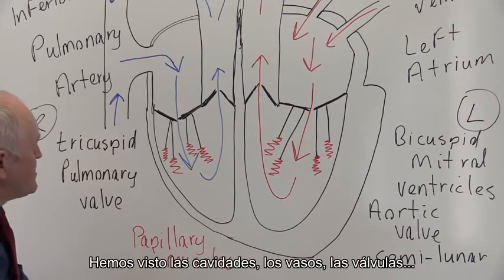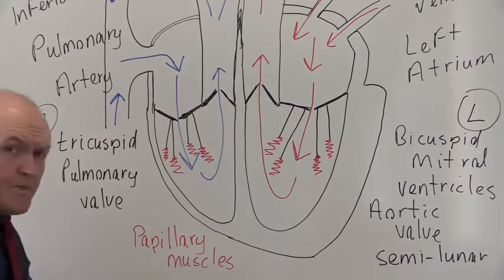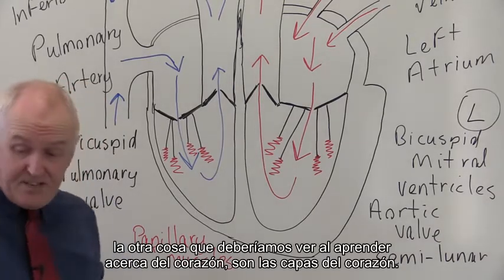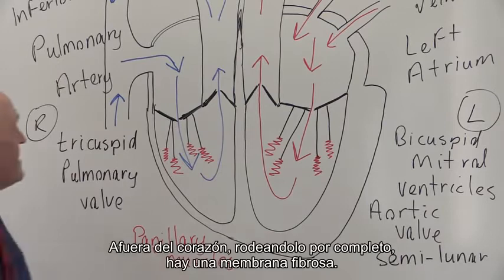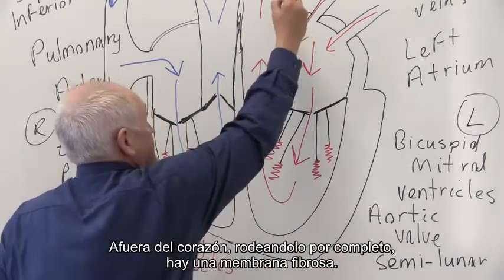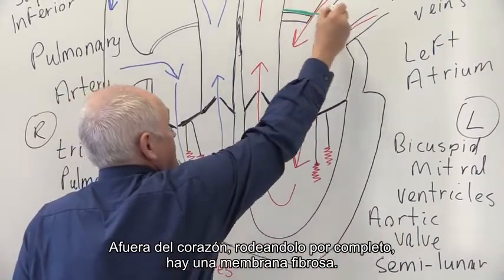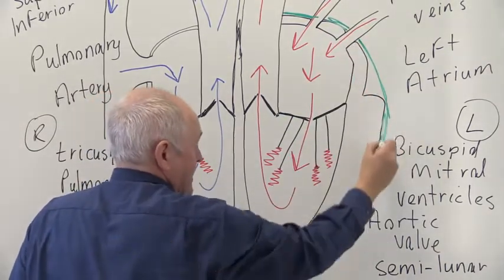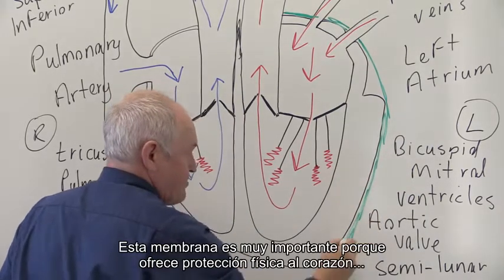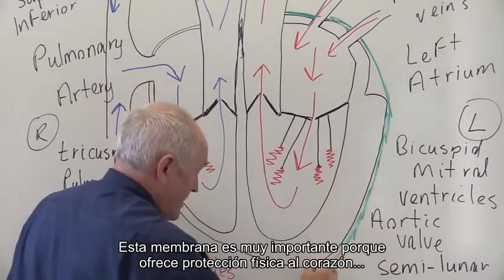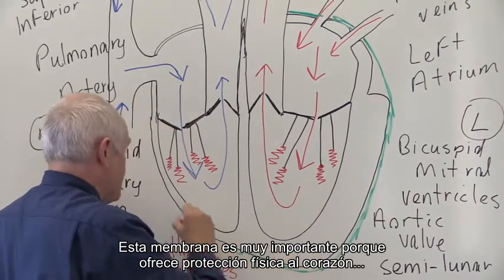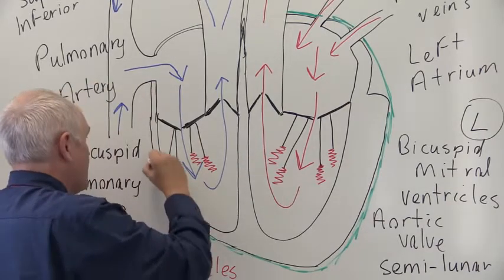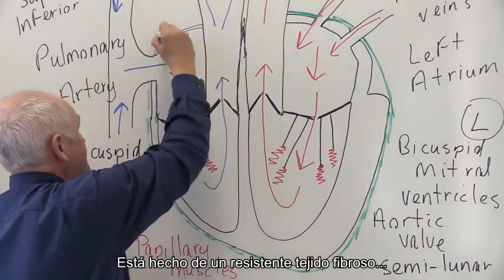So we've looked at the chambers, we've looked at the vessels, we've looked at the valves. The other thing we need to learn when we're starting to learn about the heart are the layers of the heart. Now, round about the outside of the heart, surrounding all of the outside, there is a fibrous sac. This fibrous sac is very important because it provides physical protection to the heart, in addition to the ribs and the vertebrae and the sternum. It's made of tough, fibrous tissue.